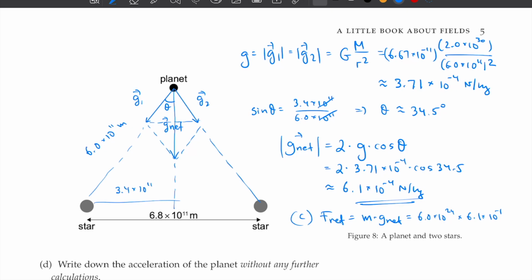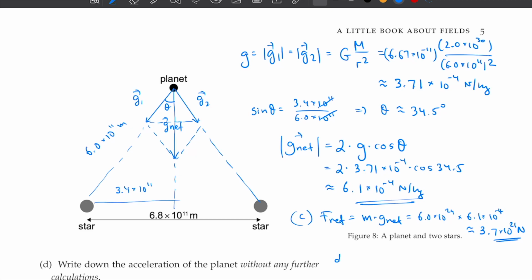6.1, sorry, that was 10 to the -4 there, times 6e24. And this is going to be around 3.7 times 10 to the 21 newtons. Okay. We get the net force by just taking the mass times the net field strength, just mg.